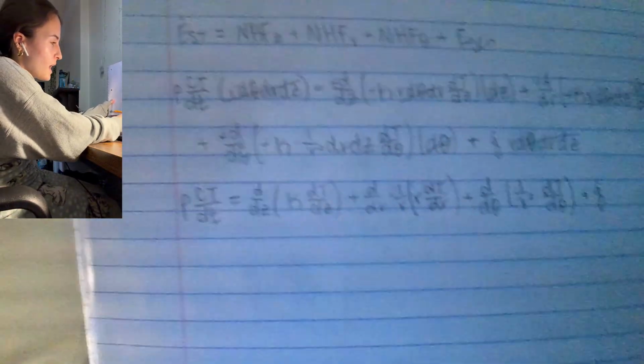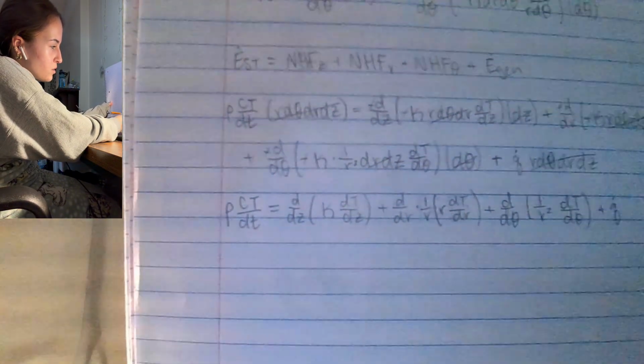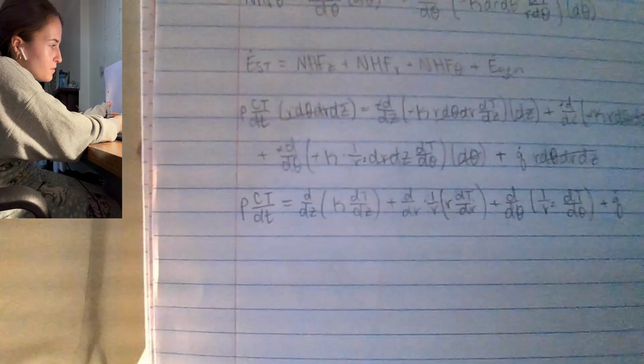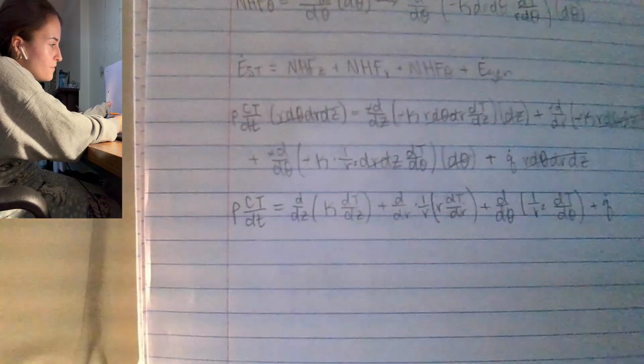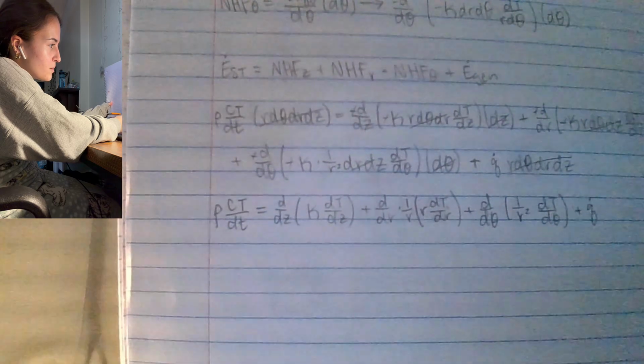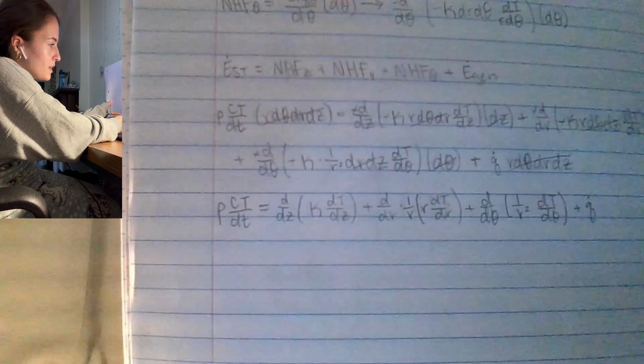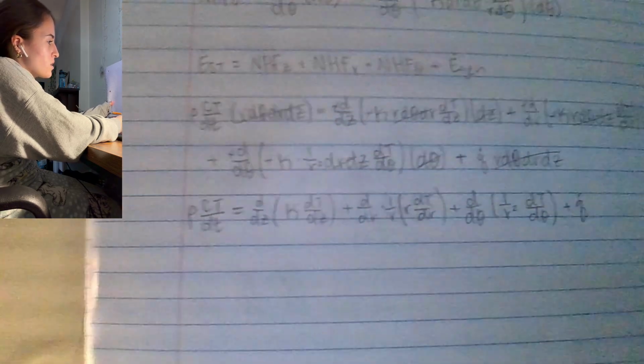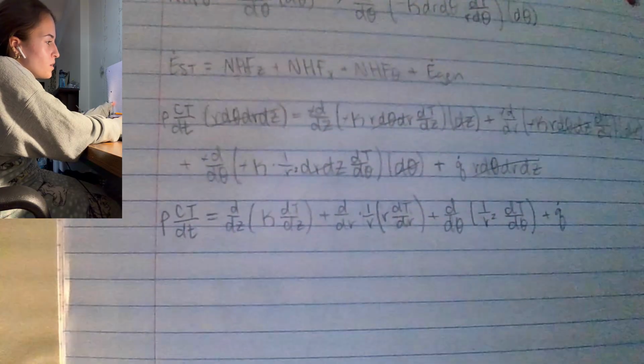So this is what we have now. The 1 over r is coming from dividing by the whole volume term, and then the r in the parentheses is staying in there because of the dt over dr, and then that one will have the 1 over r squared.